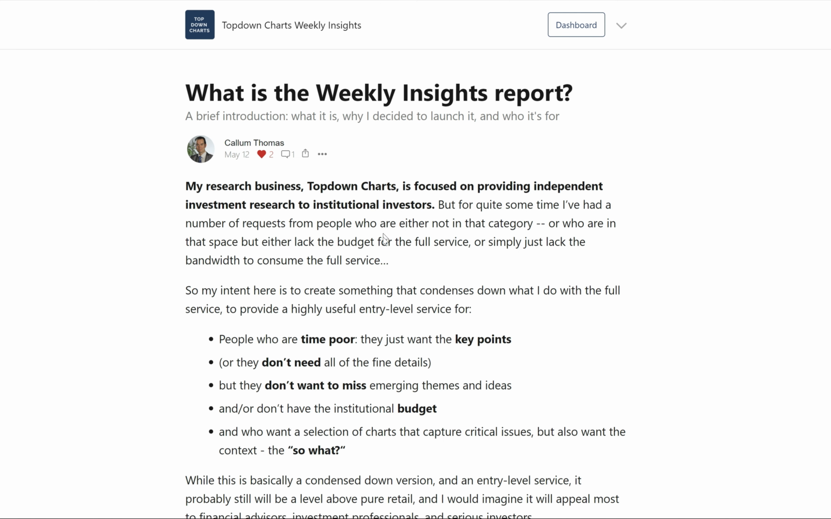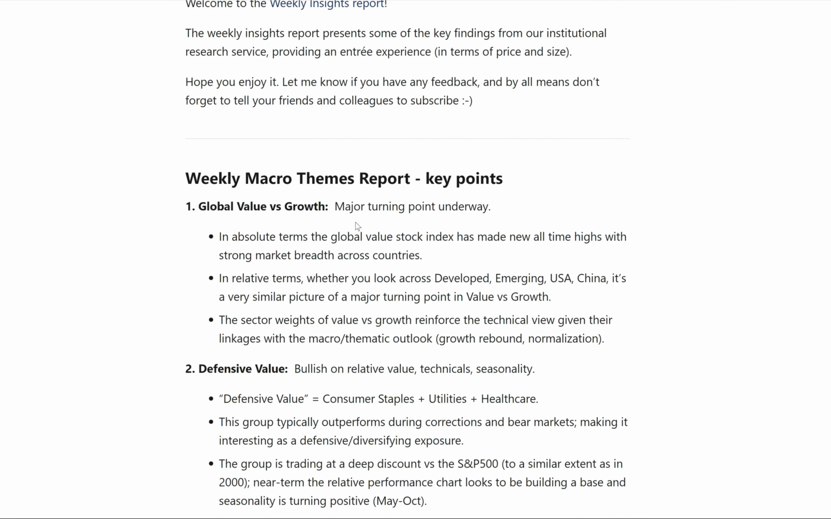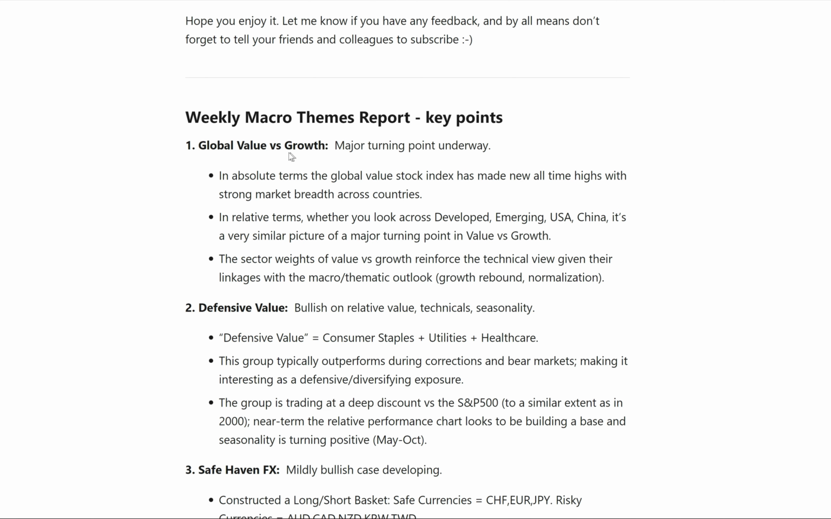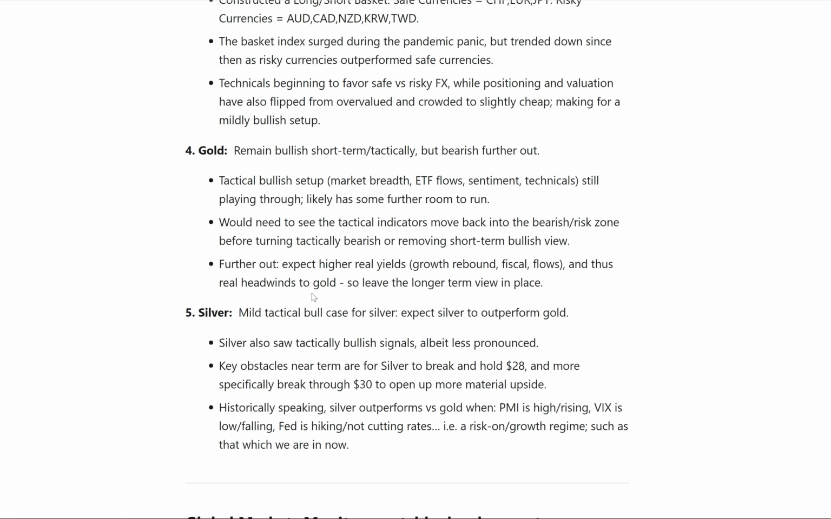I guess this one is the first place to have a look at: what is the Weekly Insights Report? This Top-Down Charts Substack service is built around the Weekly Insights Report. It's this one here, so I'll let you have a sneak peek at edition 3. Basically what I do is give you some of the key points and key findings from the full service. For example, here we've got global value versus growth, the key takeaway there, and bullet points on the findings. You can see a similar thing for defensive value, safe haven, FX, and gold.